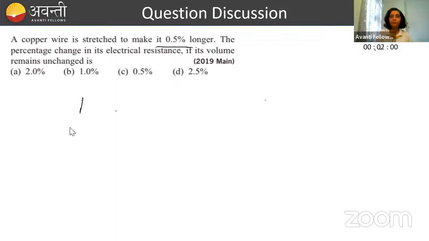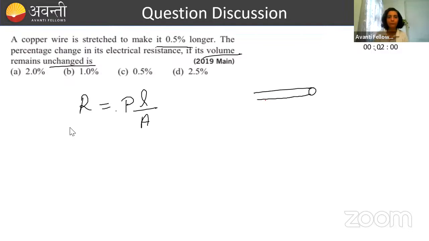So what is the formula of resistance? Rho L by A. How will you solve the question? First thing, the question is, there is a copper wire. We are stretching it by some percent. What will be the percentage change in its resistance? That's the question. The condition is that volume is remaining constant. So suppose there is a copper wire. It will be of cylindrical shape, right? Its area is A, length is L.